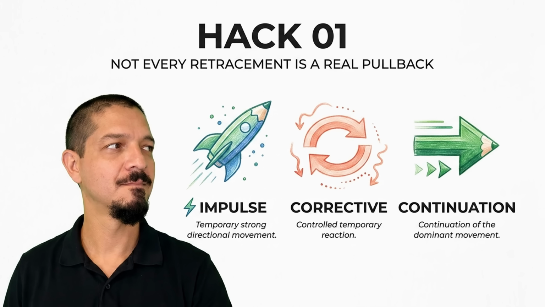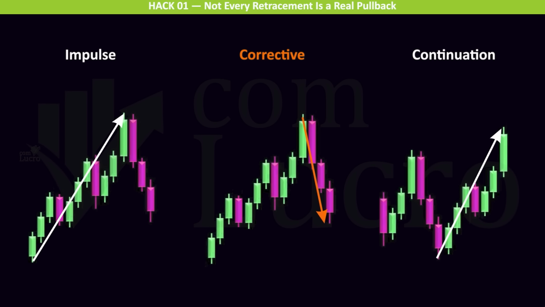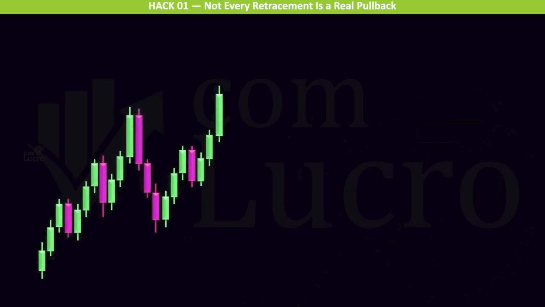Now, let us begin with hack number 1, because this is one of the biggest reasons why traders constantly misread market structure. Most traders believe every retracement automatically represents a real pullback. But in reality, price action is built on 3 different types of movement: impulse, corrective, and continuation. Each of these movements is formed through internal candlestick structures. Now let us take a closer look at each component in detail.